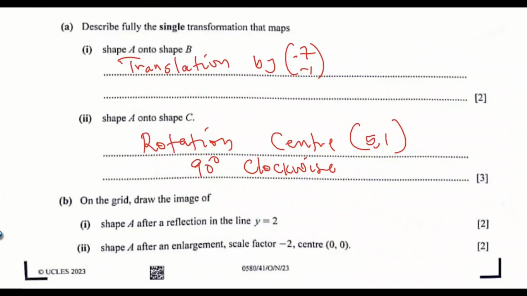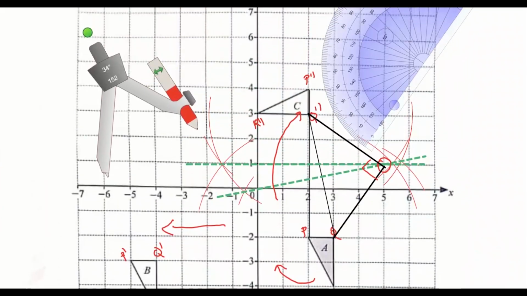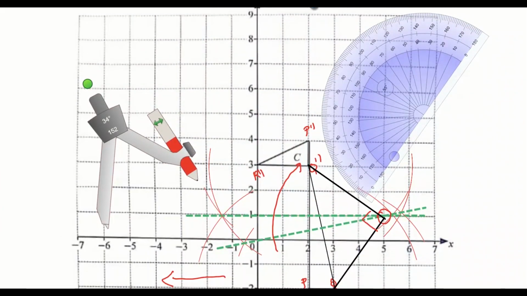On the grid, draw the image of shape A after a reflection in the line y equals 2. So let's go to where y equals 2 and draw a line there. So y equals 2 here, so you can draw a line like this. Okay, so this is the line y equals 2. Don't mind the ellipses here, it's due to how the question was scanned, so that is why it does not fit on that grid.